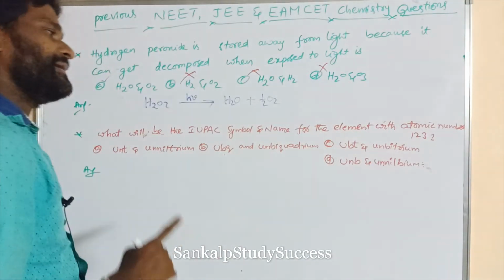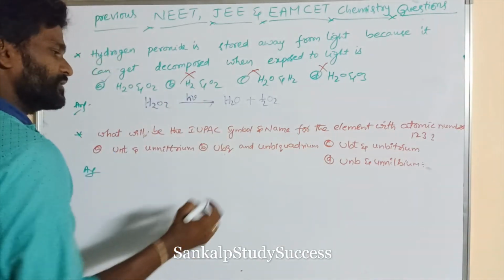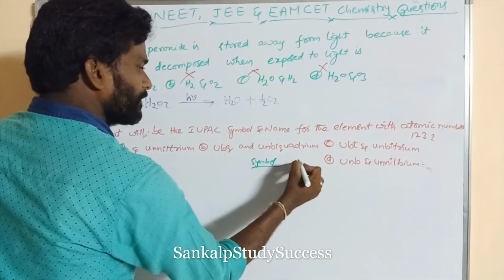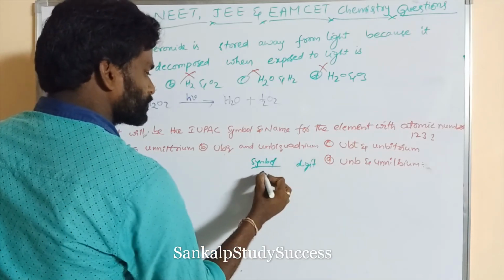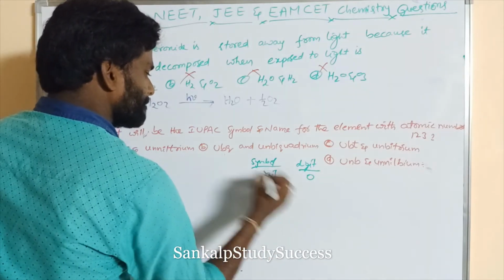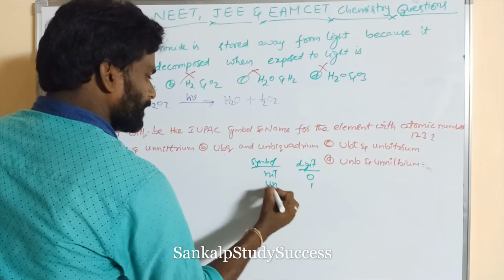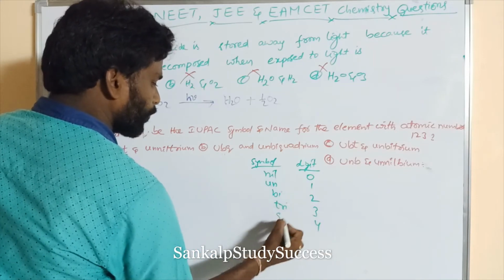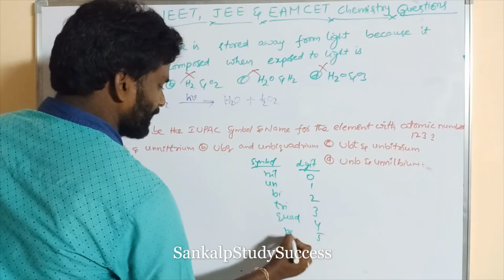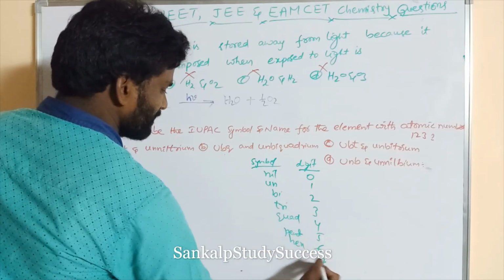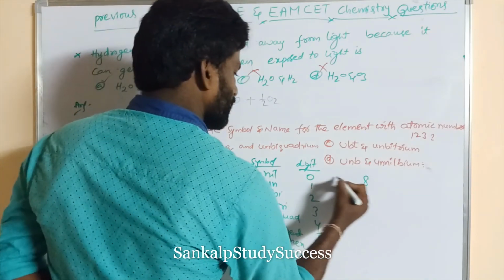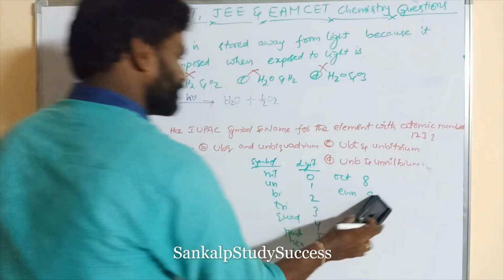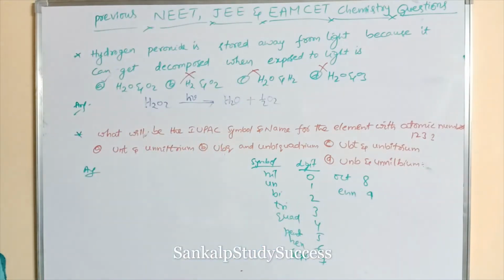So the IUPAC name and symbol for elements with atomic number more than 100. First of all, the symbol for each digit. 0, nil, 1, un, 2, bi, 3, tri, 4, quad, 5, pent, 6, hex, 7, sept, 8, oct, 9, enn. So these are the symbols for digits.